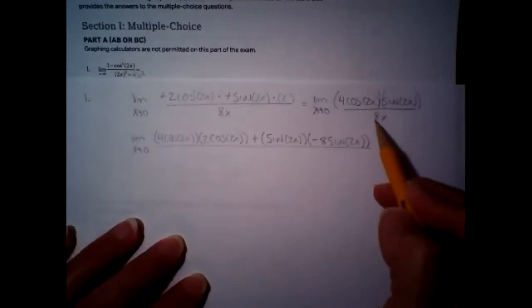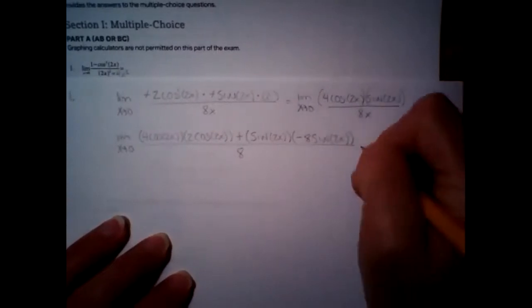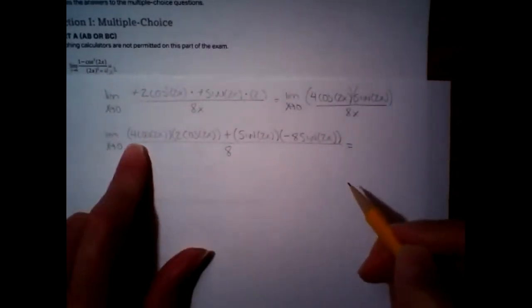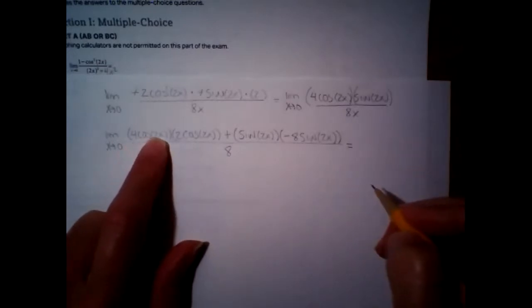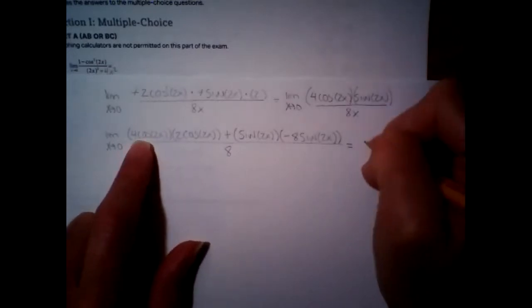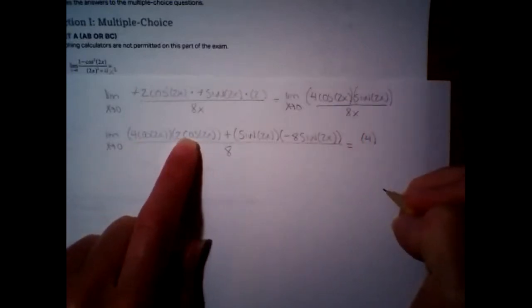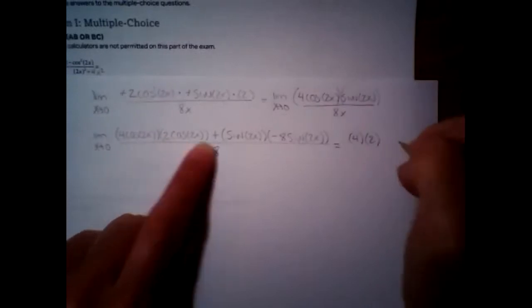I promise the hard work is done now, though, because derivative of 8x is just 8. And so this is going to work this time when we go to plug in 0, because we're not going to get a 0 in the denominator anymore. All right, so let's see what we get. Cosine of 0 is 1 times 4 is 4. Again, cosine of 0 is 1 times 2 is 2.